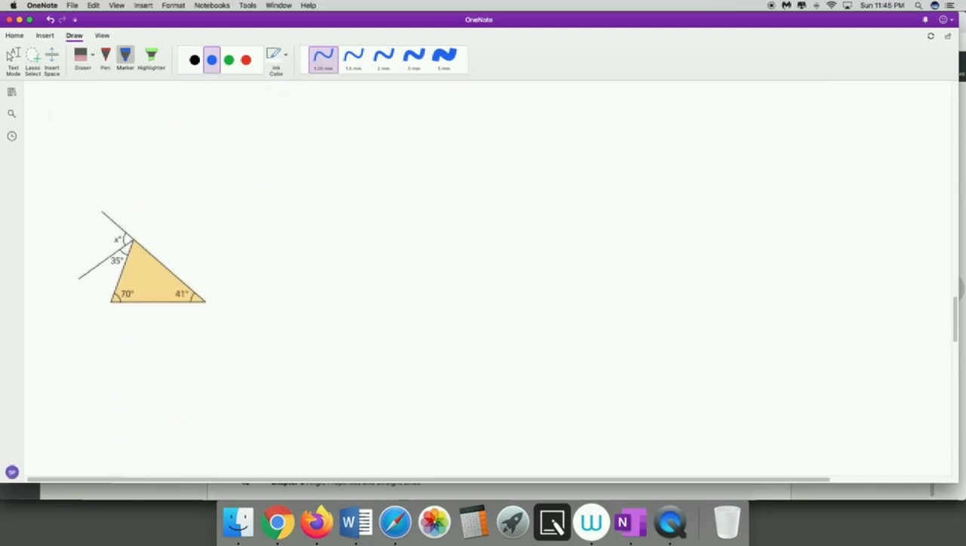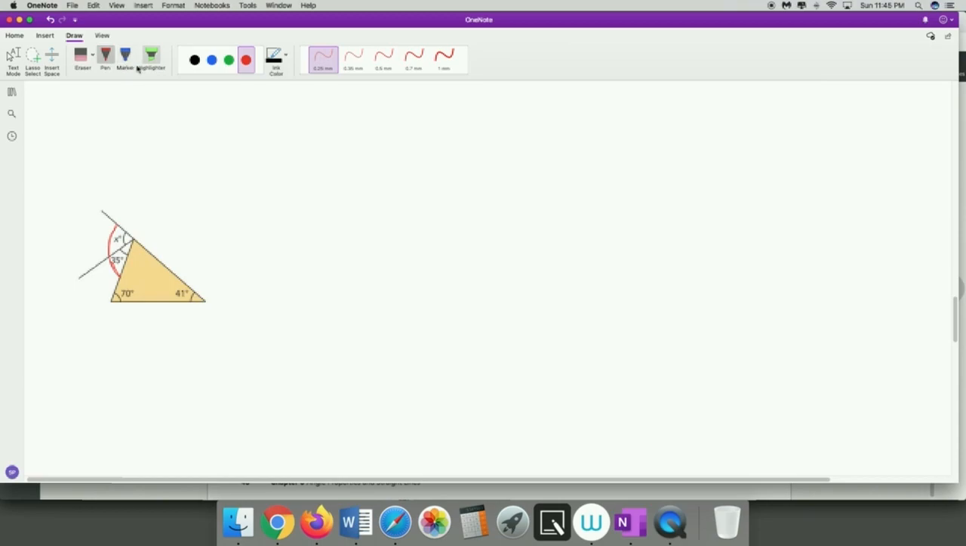For this one, we can do the same thing. We know that this full angle right here is considered an exterior angle. Again, just forget this 35 and this x and imagine this line isn't here. That whole angle has to be equal to the sum of these two opposite interior angles. So 70 plus 41 is going to be 111.